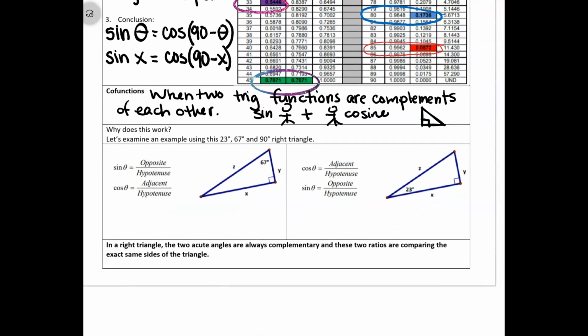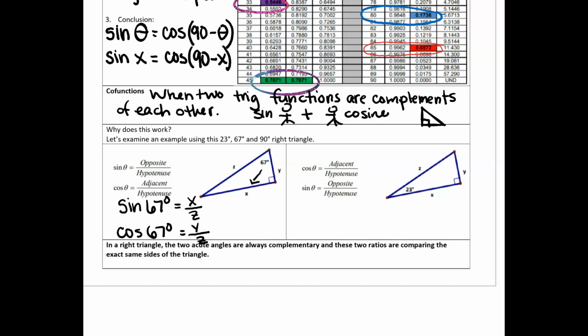It says, why does this work? So let's examine this using the 23, 67, 90 right triangle. It says sine theta would be opposite over hypotenuse and cosine theta would be adjacent over hypotenuse. So in this example, we are going to look at sine 67 degrees. So opposite would be x, and the hypotenuse would be z. Cosine 67 would be adjacent y over the hypotenuse z.